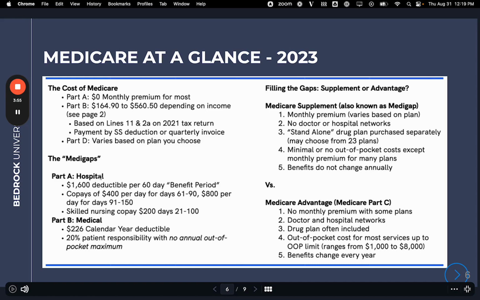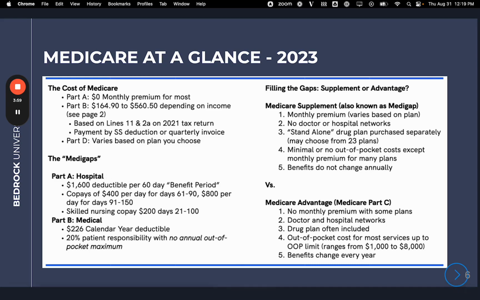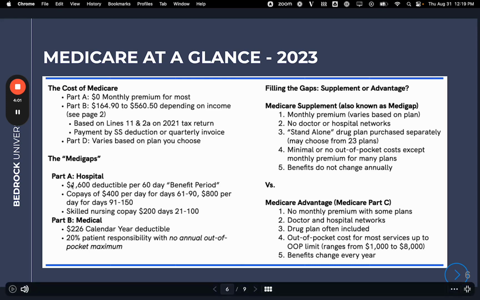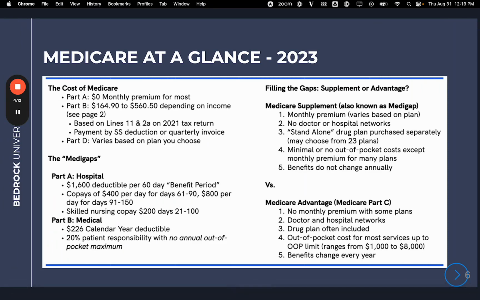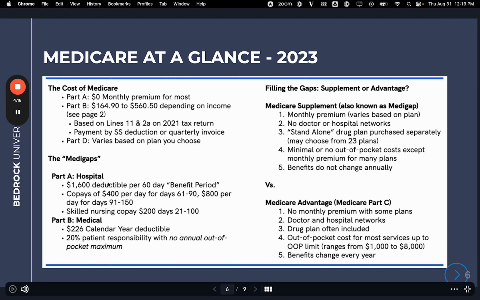Part A hospital coverage will cover inpatient care. So if you were to be admitted to the hospital, you would have a deductible of $1,600. This will cover your costs in the hospital and a 60-day period upon discharge. If you were to be injured or readmitted to the hospital after that 60-day discharge, you would have to pay this deductible again. So if you're unlucky in your timing, you can pay this deductible up to 5 times in 1 year.